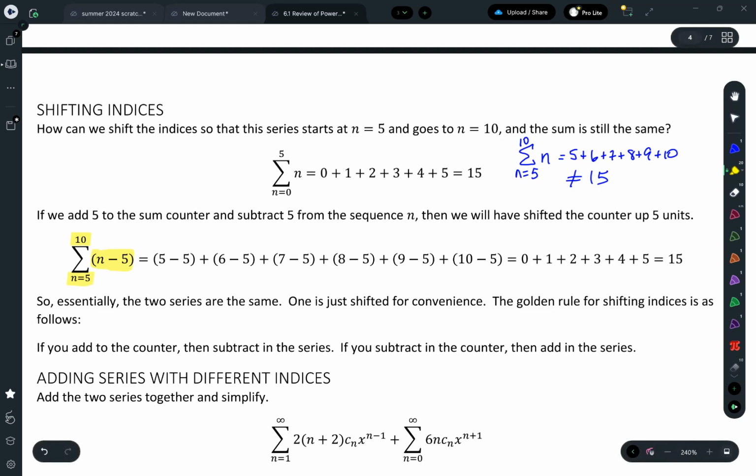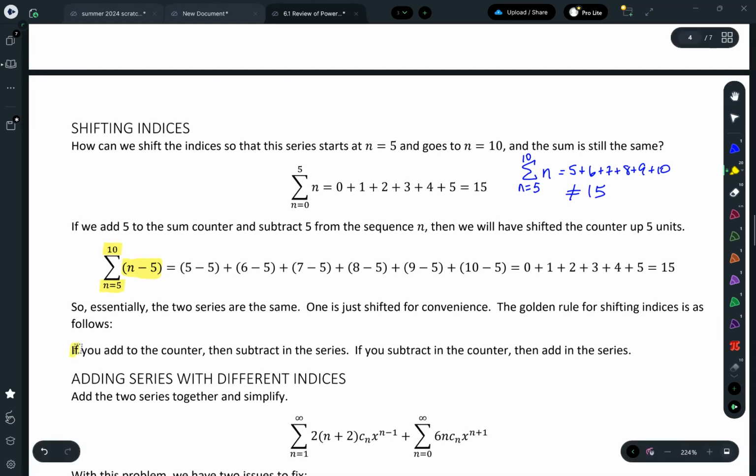And so here's my golden rule for shifting indices. If you add to the counter, subtract in the series. If you subtract in the counter, then add in the series. And you can read these backwards. If you add in the series, subtract in the counter. If you subtract in the series, add in the counter. And it works. Your book does something different. They do a substitution. For some reason, that substitution always messed with my brain until one day somebody showed me this, and this is what I've used since then. And so this is how I teach it because it helps.